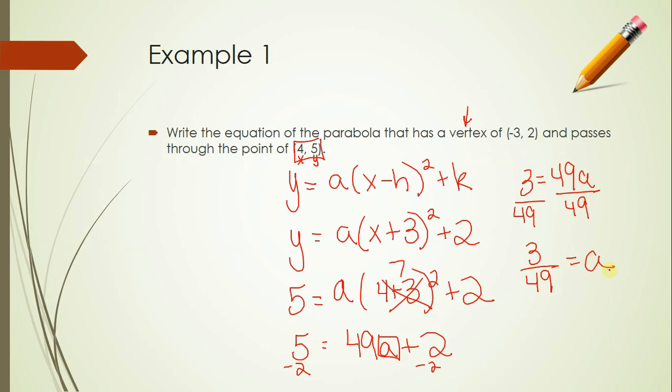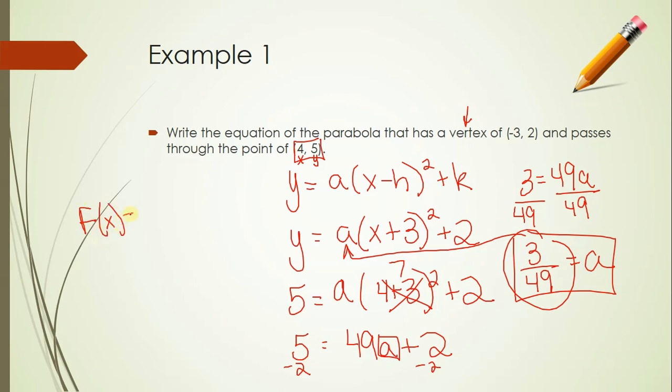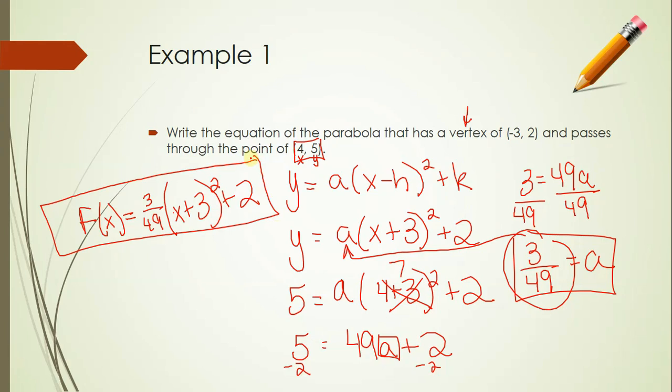And to my knowledge, 3 over 49, I believe that is as simple as it can be. Yeah, that is as simple. So this is my a value. Really gross, but nevertheless, it's the a value. So now we're going to take this a value and plug it right back into our equation so we can have our final answer. So my final answer, f of x equals 3 over 49 times (x plus 3) squared plus 2. That will be the equation of my parabola.